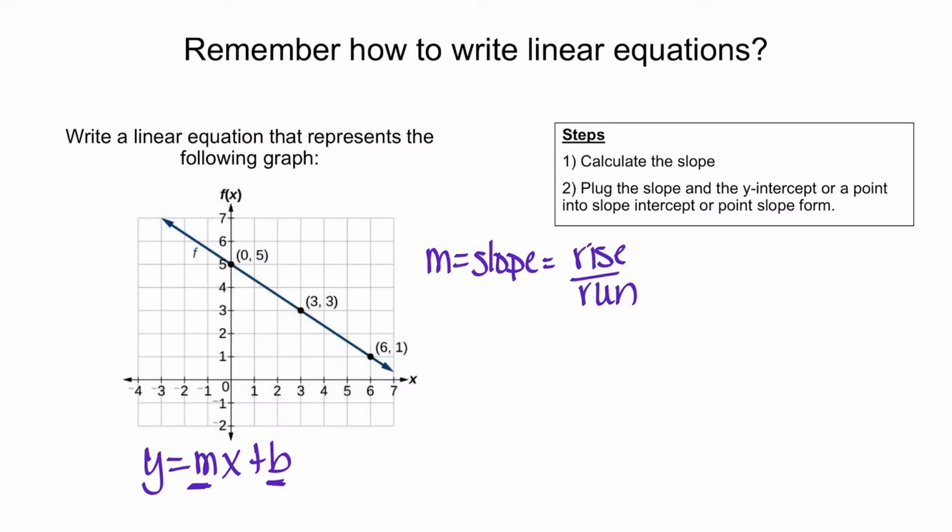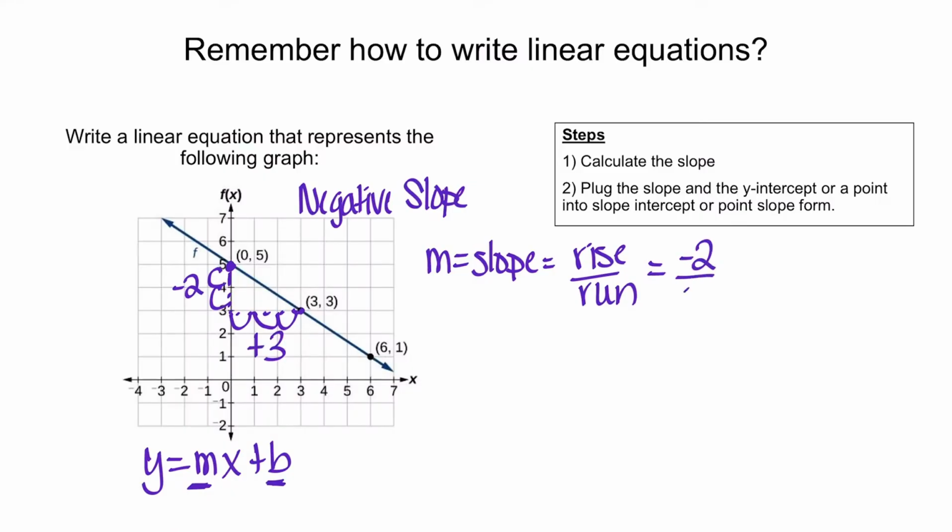So based on the shape of this graph, I can see that it goes down as I go left to right. So I know that it's going to be a negative slope. So I'm going to pick 2 points on the line and count the rise over run going from left to right to figure out the slope. So I'm going to pick 0, 5, and 3, 3. So I can see from going left to right, I go down 2, so that's minus 2. And then I go right, 1, 2, 3. So my rise over run will be negative 2 over 3.